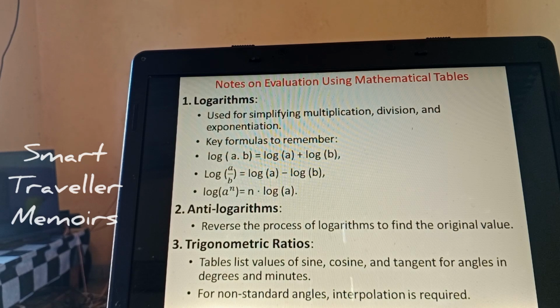Trigonometric ratios. The table lists values of sine, cosine, and tangent for angles in degrees and minutes. For non-standard angles, interpolation is required.